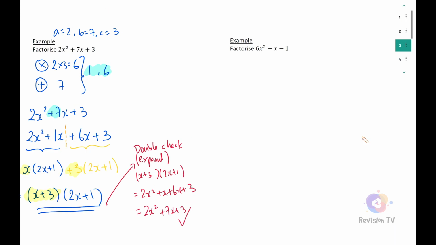Next one, we're going to do the same. I'm going to write a equals 6, b equals minus 1, and c equals minus 1. So I need to find numbers that multiply to give 6 times minus 1, which is negative 6, and add to give the middle term, minus 1. First of all, ignore the negative for now. Think about the factors that multiply to give 6. You've got 1 times 6 and 2 times 3.